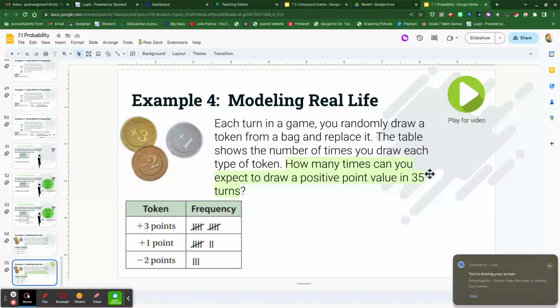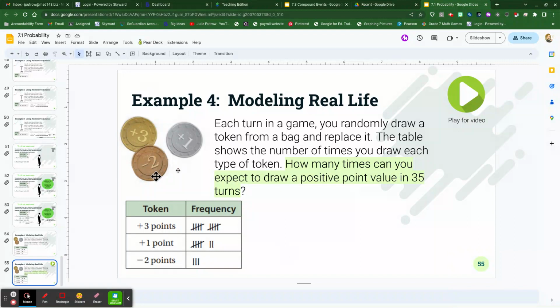In example 4, they're telling us that each turn in a game, you randomly draw one of these tokens over here from a bag, and then you replace it. The table shows the number of times you draw each type of token. So I've kept track here how many times the +3 was drawn, which was 10 times, the +1, which was drawn 7 times, and the -2, which was drawn 3 times.